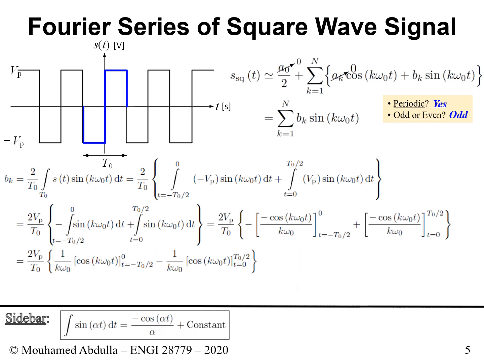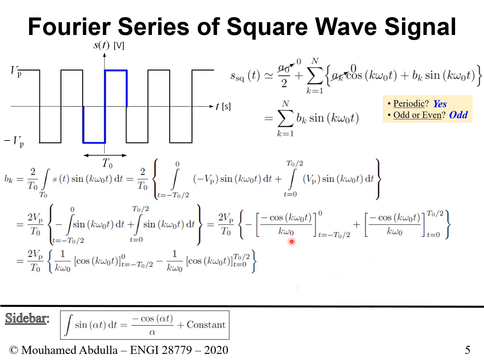This is what we have. We have our 2 V peak over T0. Instead of this, I enter this thing here, but my alpha is simply the constant part, k omega naught. I simply enter it, divide by that, and move from minus T0 over 2 until 0. On the other side, I also do it, moving from t equal to 0 to T0 over 2. Okay? Now that we have this, we could do more cleaning up.